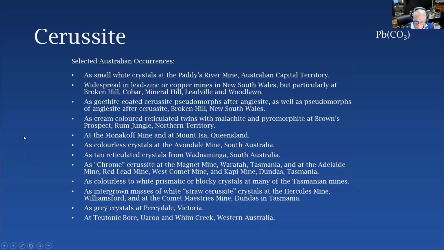Another one of the minerals that is common in terms of the number of localities is cerussite. And again, I've listed just a few of the key localities here, but Broken Hill, again, is one of the main ones. Rum Jungle is quite well known. The so-called chrome cerussites in Tasmania, Magnet and the Dundas mines. Yeah, they're probably the key ones to note.